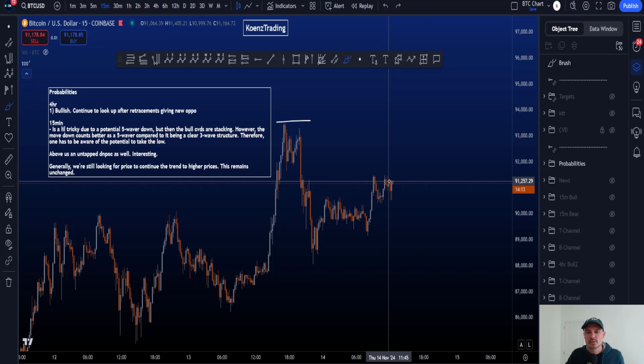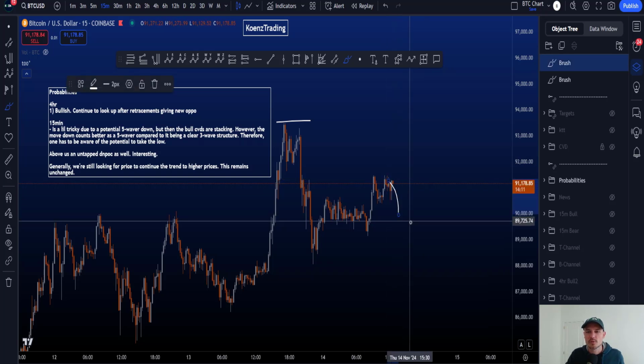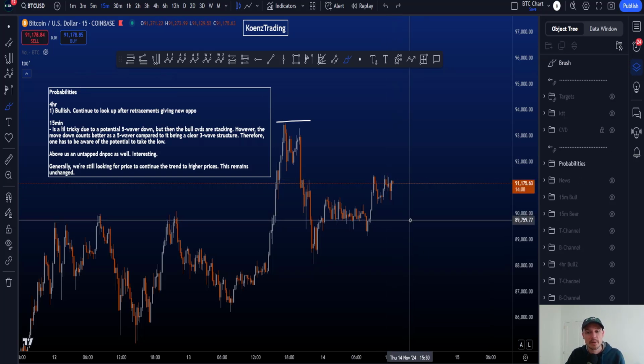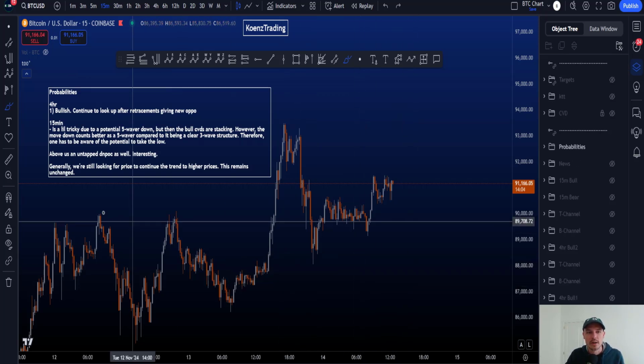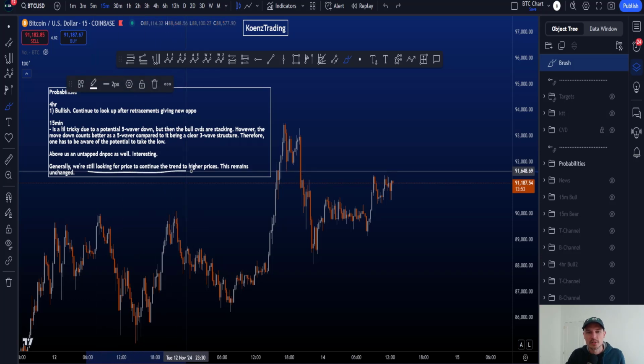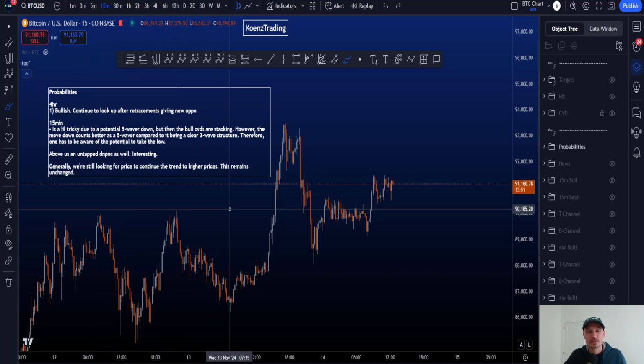If instead we start to get more and more volume with price moving impulsively to the downside and maybe bearish CVDs, then yeah, I'll be looking for price to take out that low. In general, we are still looking for price to continue the trend to higher prices, so this remains completely unchanged.